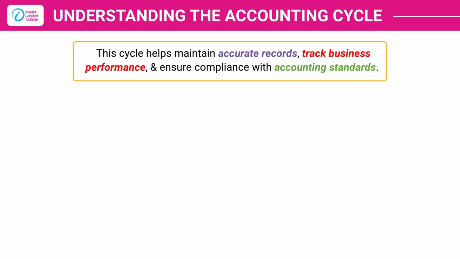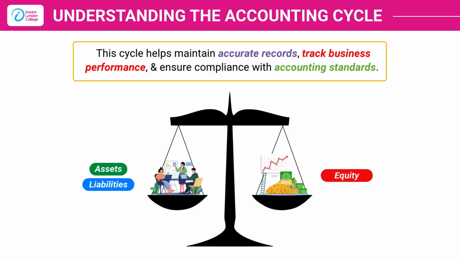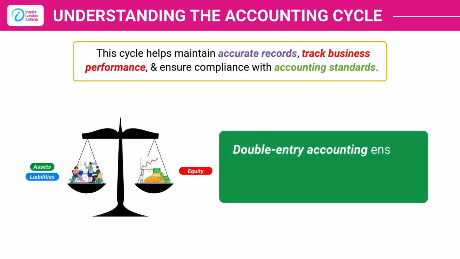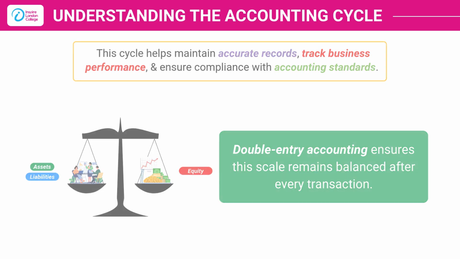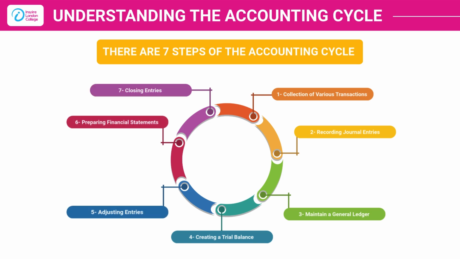Imagine a business as a giant scale. On one side sits everything the business owns, assets, and owes, liabilities, and on the other side is the owner's investment, equity. Double entry accounting ensures this scale remains balanced after every transaction. Now, there are 7 steps of the accounting cycle. So, let's discuss them one by one.